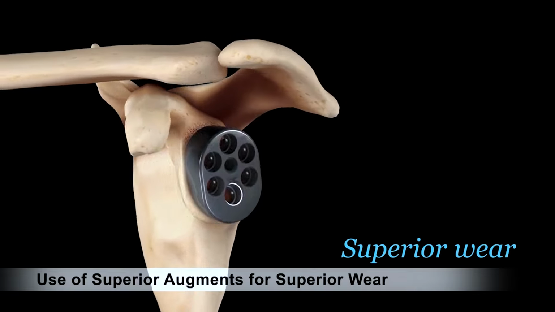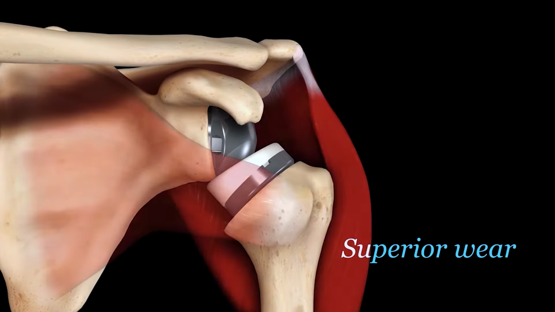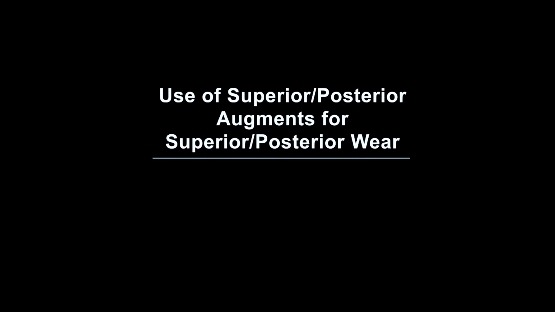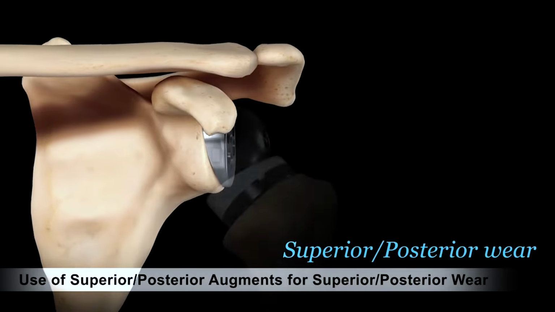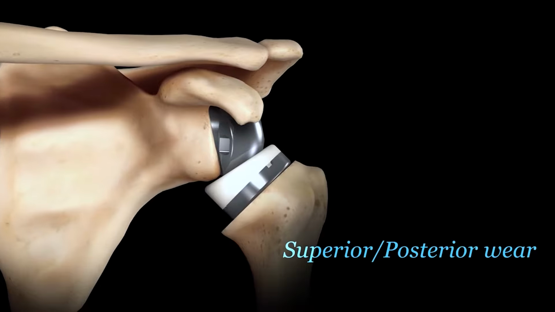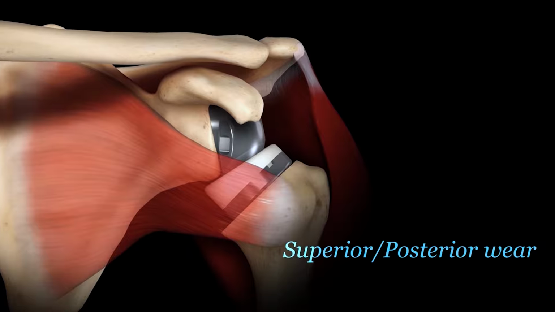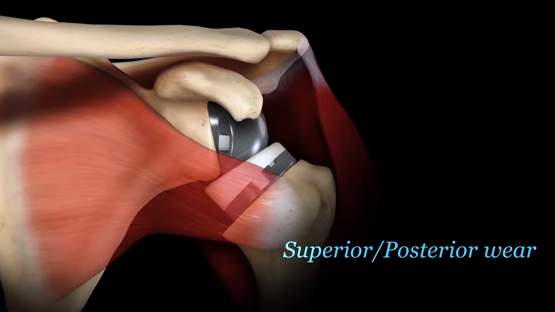When using reverse shoulders in superiorly worn glenoids, the joint line should be lateralized with superior augmented implants. When using reverse shoulders in superiorly and posteriorly worn glenoids, the joint line should be lateralized with superior posterior augmented base plates. These devices are implanted using the same aforementioned surgical steps to implant the other augmented base plates.